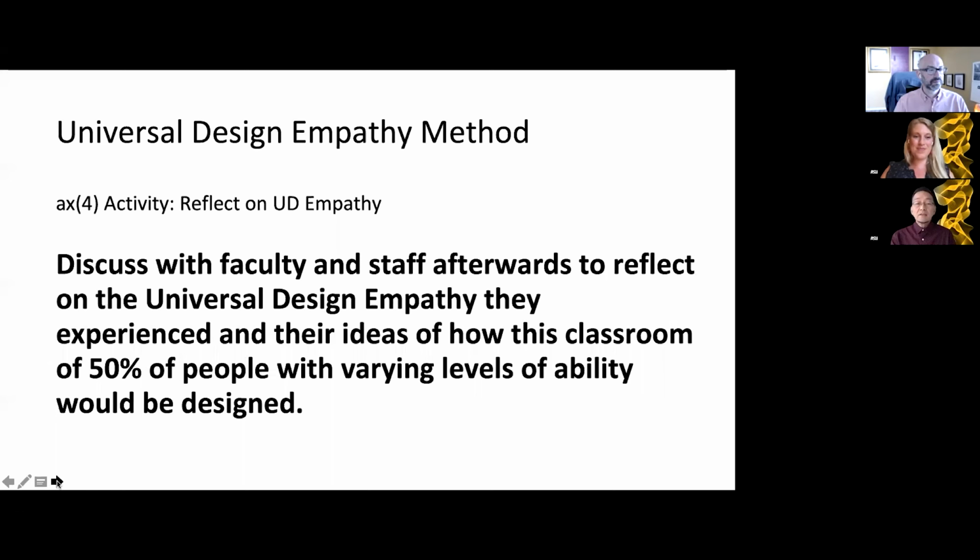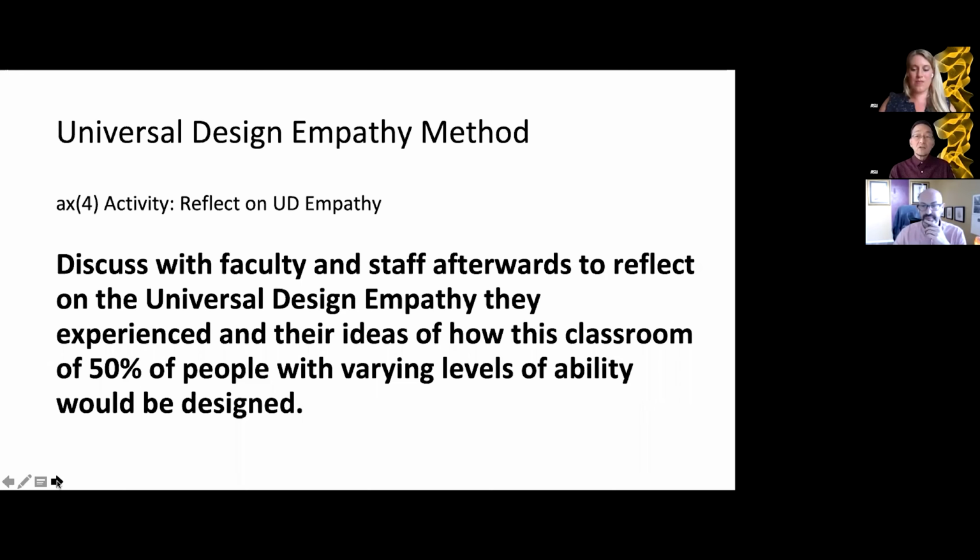Finally, after the activity, you want to get the groups back together and share their experiences in terms of their empathy for the people that could potentially be in this classroom. So you get everybody back together and you share those experiences on the empathy that you talked about, and then what other ideas you came up with in order to explain what that classroom would be like. So we are designing in sort of a thought experiment of what this classroom or this curriculum or this instruction would be like, and reflecting on that as a group.